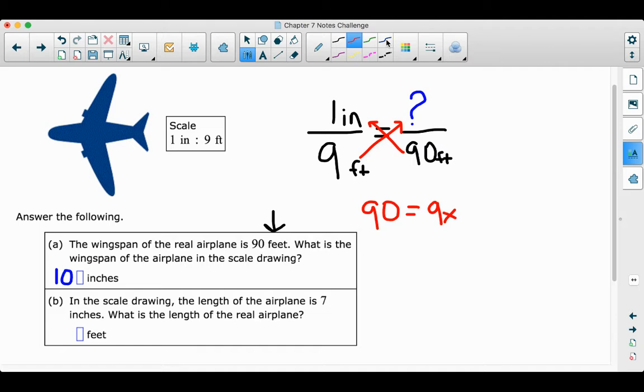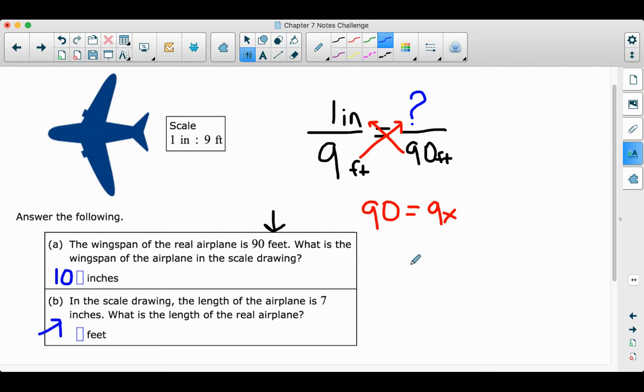Let's look at the other one. Now, once I've done one, that doesn't mean that's going to affect the next one. So let's look at it. It says in the scale drawing, the length of the airplane is 7 inches. What is the length of the real airplane? Well, look here. This time they gave us inches, and we're to solve.